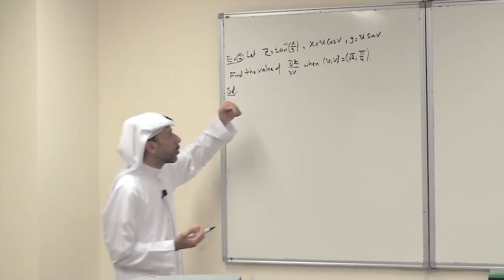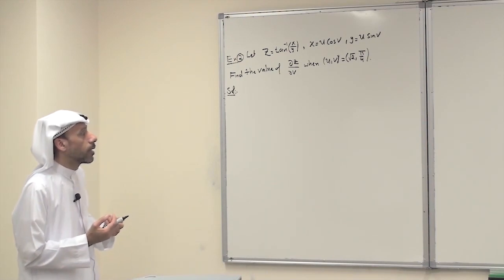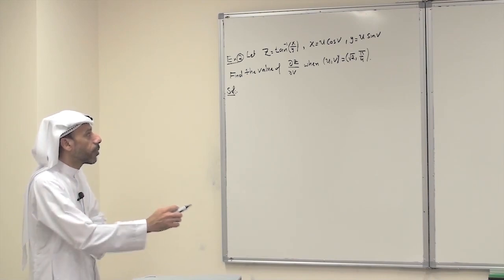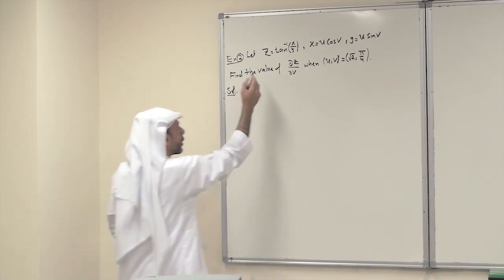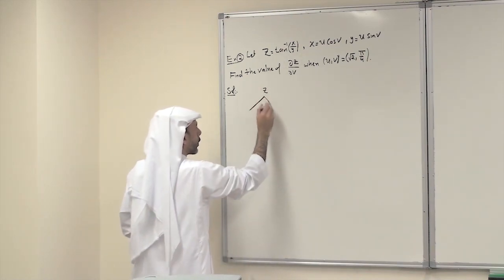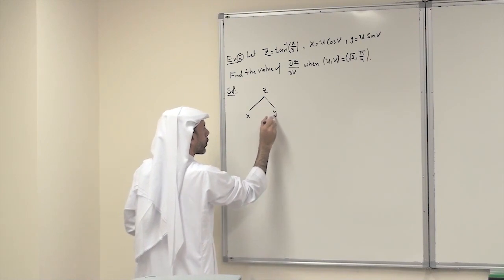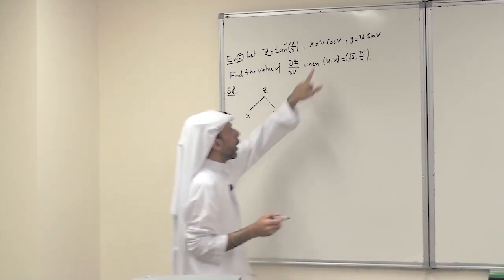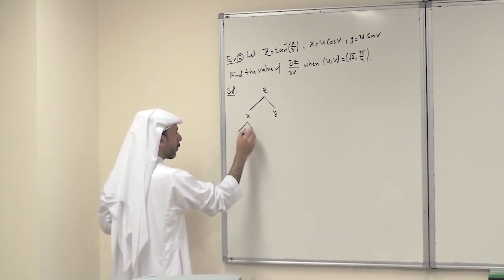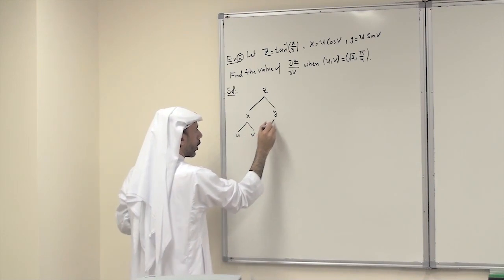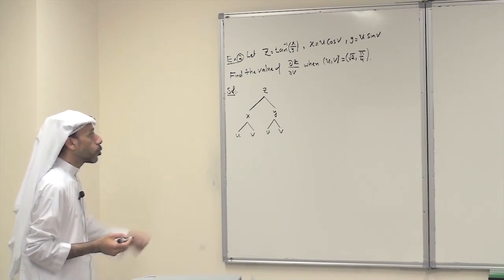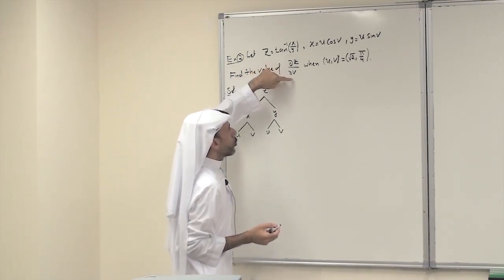We can find the derivative of Z with respect to V by using the chain rule. For that, we need to draw a tree diagram first to connect the variables of the problem. So here we have Z. It is a function of two variables, X and Y, and X and Y, U cosine V and U sine V, are each a function of two variables, U and V. We need to find the partial derivative of Z with respect to V.